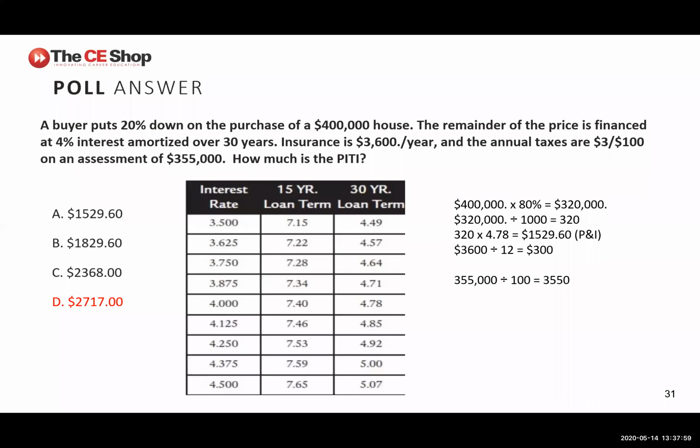But now you have to figure out the property tax. So you've got $355,000 divided by the 100 because you're being taxed per $100 of value. So you've got 3,550 of those. Multiply that by $3, $10,650. That's your annual. You got to divide it by 12. Comes out to $887.50. So if you add all three of those numbers, the principal and interest and the tax and the insurance, you get $2,717.10.